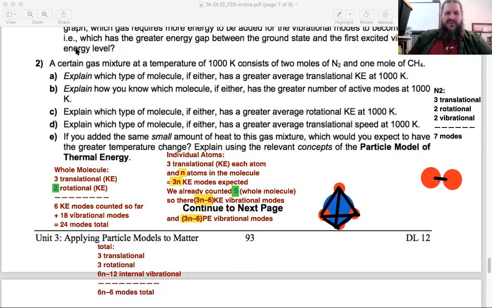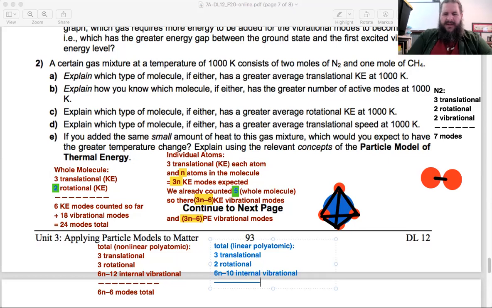So if we wanted to run this same analysis for linear, because what we had was nonlinear polyatomic. If we try doing the same thing for linear polyatomic, that is linear in shape, we've still got the 3 translational. We've got only 2 rotational. And instead of having 3n minus 6 plus 3n minus 6, we'd have 3n minus 5 plus 3n minus 5. So 6n minus 10 internal vibrational.